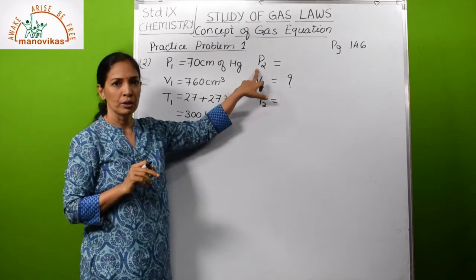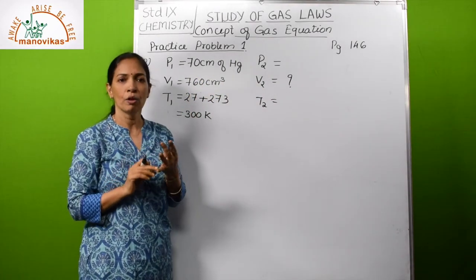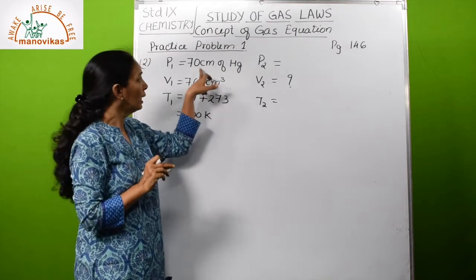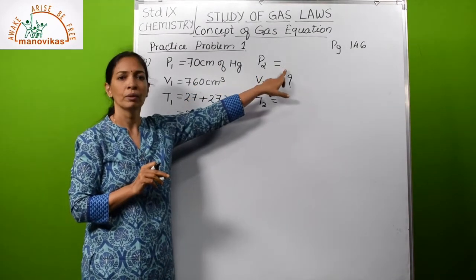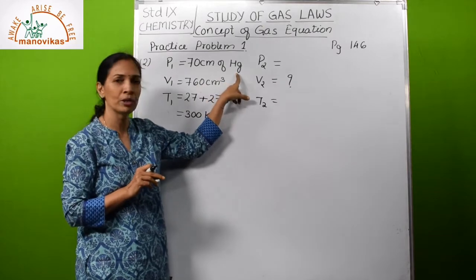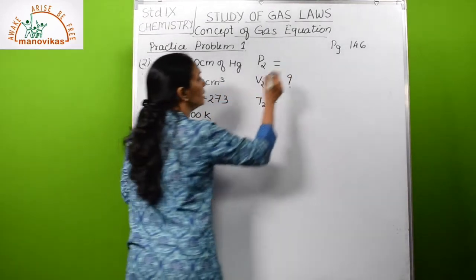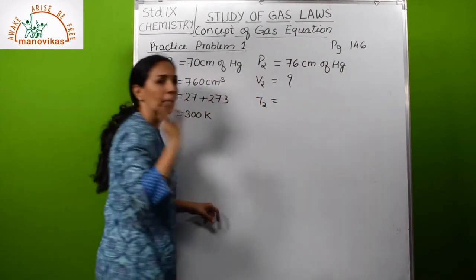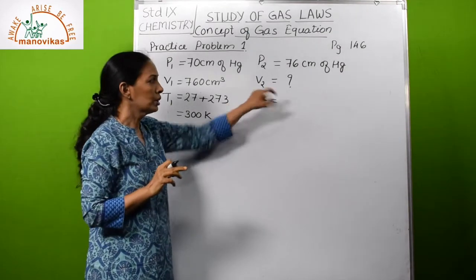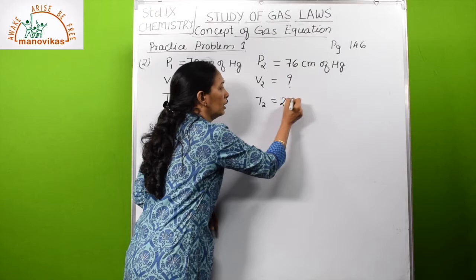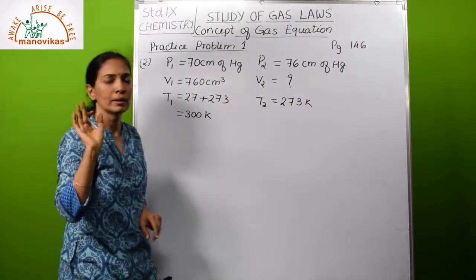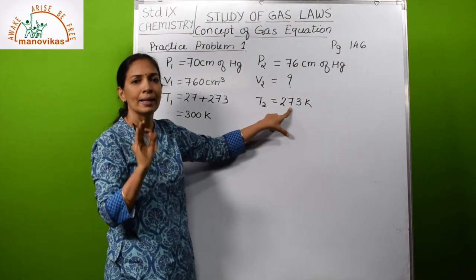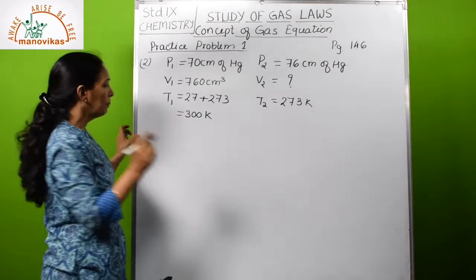What is the value of the final pressure? You know 3 values of standard pressure: in centimeter, millimeter of mercury and atmosphere. Looking at the initial pressure, you have to give the final pressure. It is given in centimeter of mercury, so write the centimeter value only, which is 76 centimeter of mercury. If you write 760, your answer will go wrong. Now V2 is the question. T2 is 273 K, which is standard temperature. Standard pressure and standard temperature are taken because you have to calculate volume at STP. So volume is unknown.